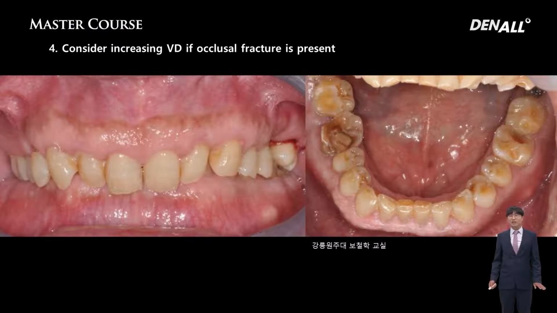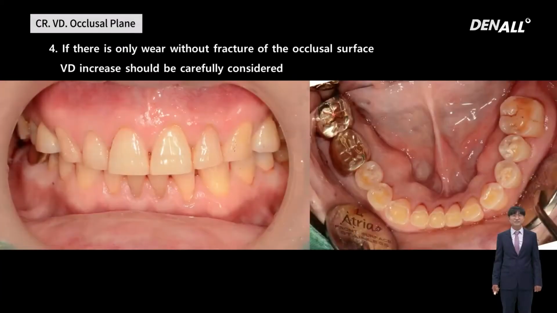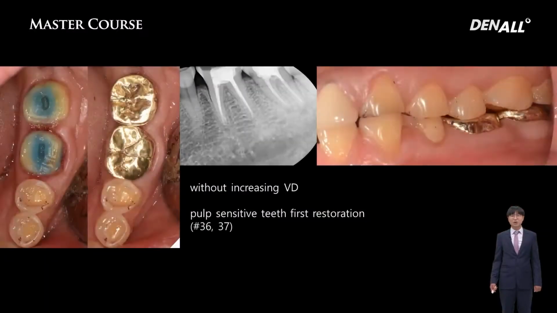Here, the speed of attrition cannot catch up with the speed of extrusion. So if there is occlusal fracture, we need to think a bit differently. If there is only wear without fracture of the occlusal surface, VD increase should be carefully considered. If there is only wear without occlusal plane fracture, there is no obvious reason to increase the VD, and there is an insufficient space. You can just provide a posterior stop like this, gold crowns at number 36 and 37.